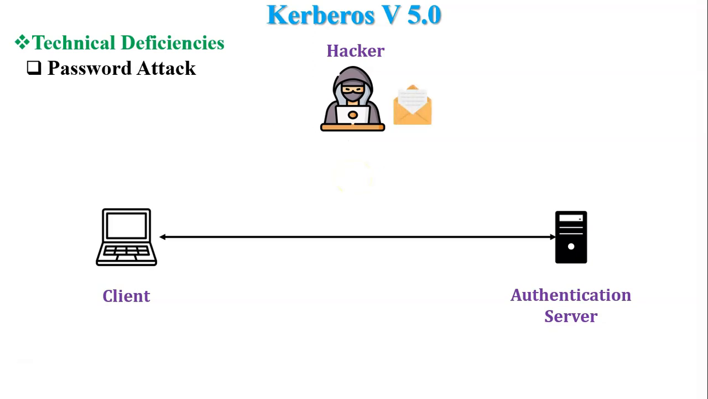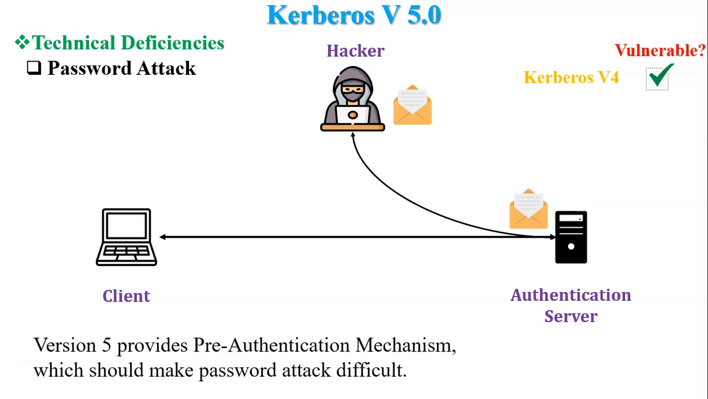Thus the opponent can discover the client password and may subsequently use it to gain the authentication credential from the Kerberos. So it is called password attack. So Kerberos version 4 is vulnerable to the password attack. Kerberos version 5 provides a pre-authentication mechanism which should make password attack difficult, but it does not prevent the password attack. So we can say Kerberos version 5 is also vulnerable to password attack. So both the versions are vulnerable to a password attack.